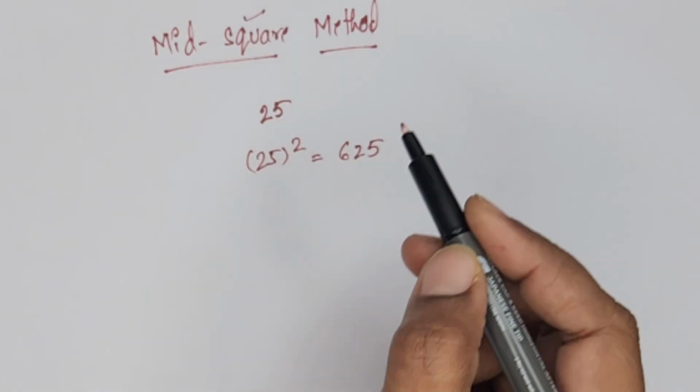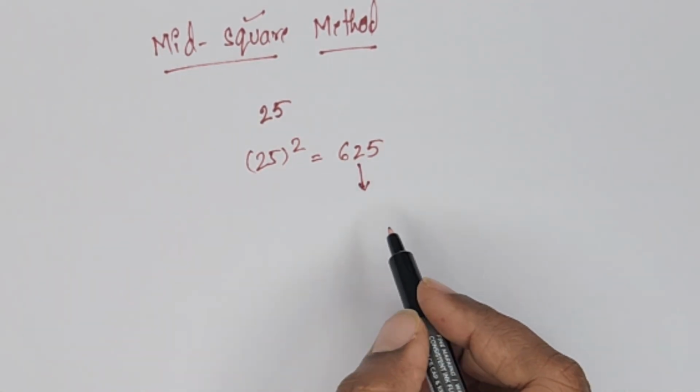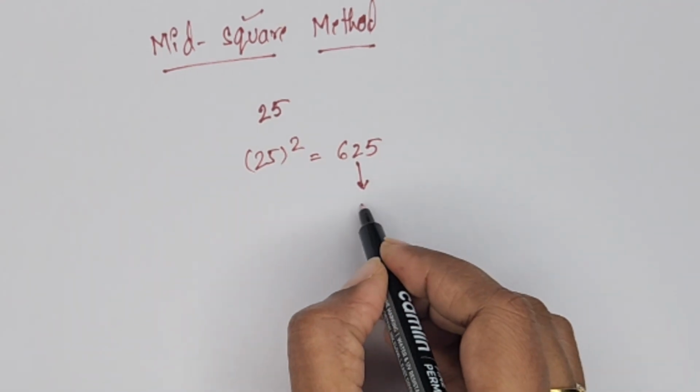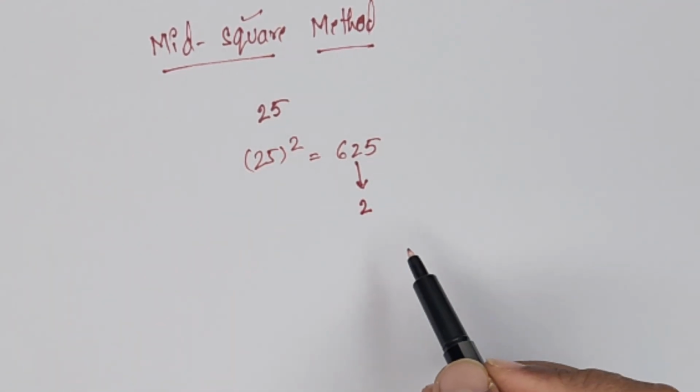So calculate the square and take the middle digit. You have to take the middle digit as the index. Now the middle digit is 2. In the second index we can store 25. This is the mid square method.